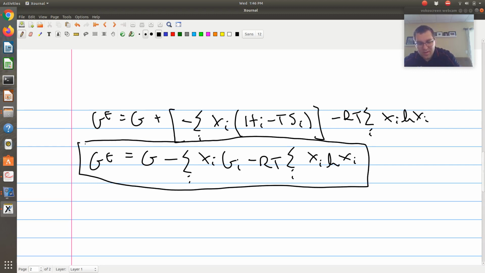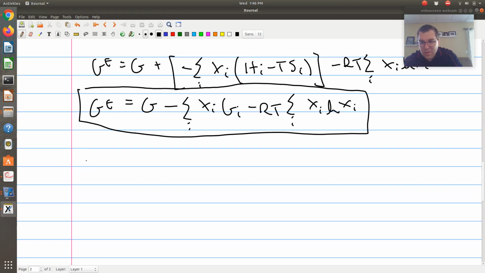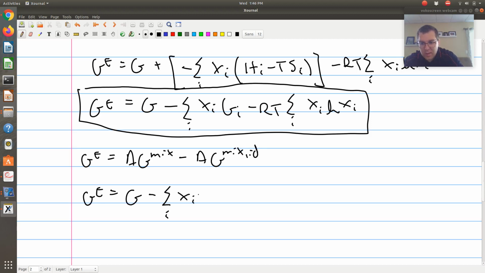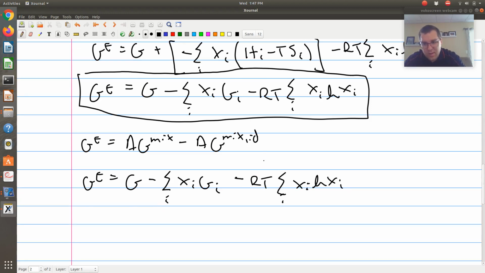Route 2 would be, well, we just showed that GE I could write as being equal to delta G of mixing relative to that of an ideal solution. That would tell me then that GE is equal to G minus sum over i xi Gi, then minus delta G of mixing of an ideal solution. So that'd be a minus RT sum over i xi log xi, which is equivalent.